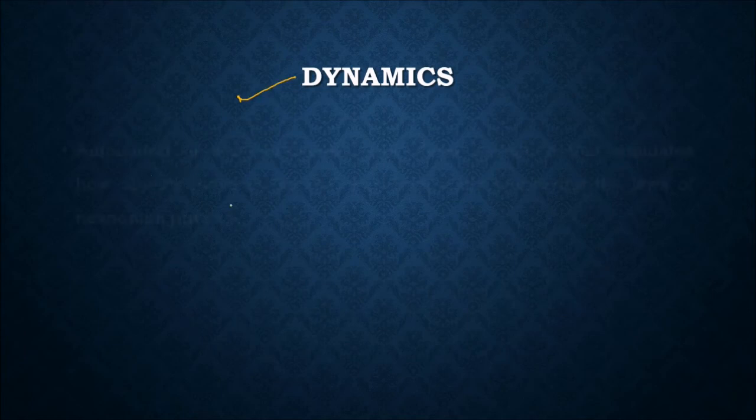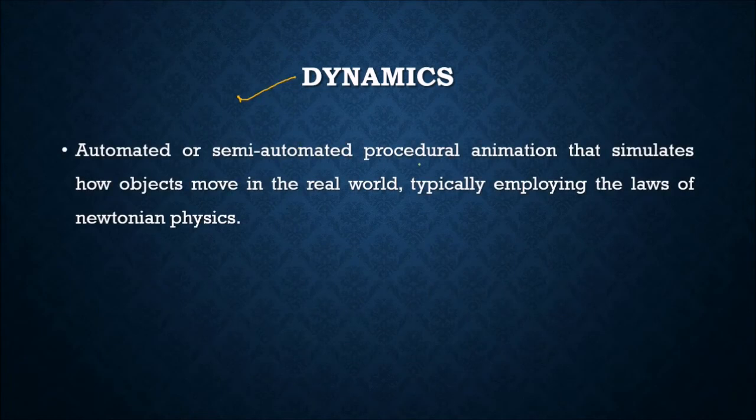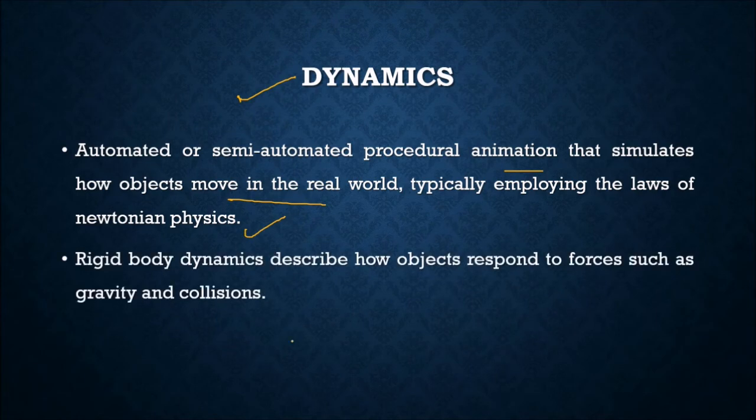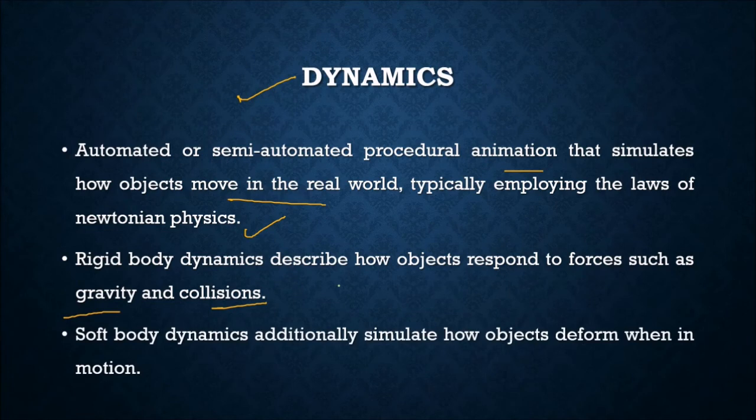What is dynamics? Automated or semi-automated procedural animation that simulates how objects move in the real world, typically employing the laws of Newtonian physics. This is dynamics. Rigid body dynamics describe how objects respond to forces such as gravity and collisions, while soft body dynamics additionally simulate how objects deform when in motion.